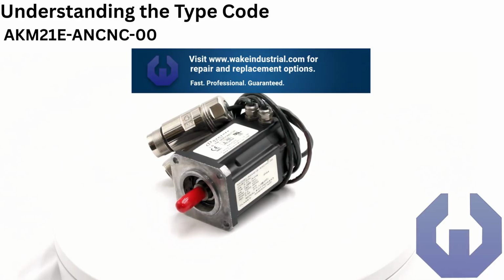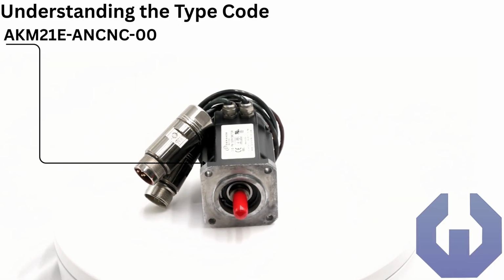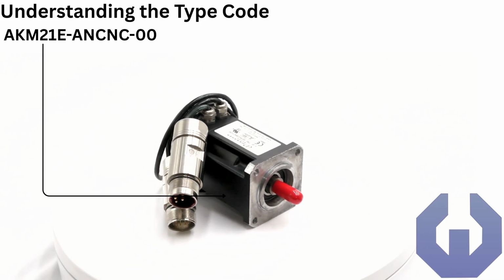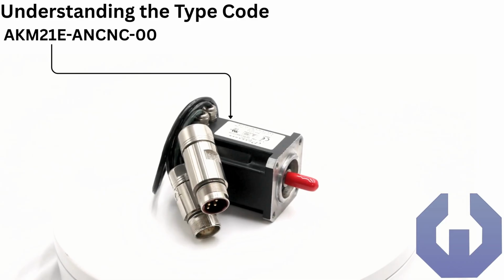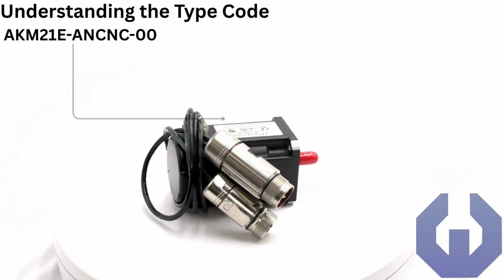Understanding the type code for the AKM synchronous motors. AKM indicates this is a synchronous motor. 2 means the flange size is 58 mm. 1 denotes the frame length of 1. E refers to the winding type of E.